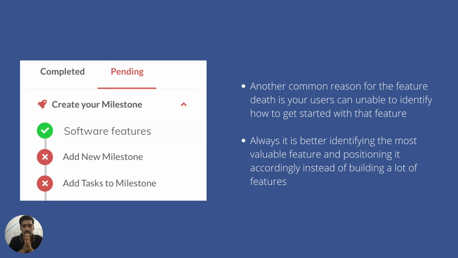It's always better to identify the most valuable feature and position it accordingly instead of building a lot of features. That's a very, very important point. If you identify, let's say, 2 or 3 features that create a lot of value for a huge user base, that's going to create a lot of buzz, instead of building 10, 15, 20 features that are not being used in the market.